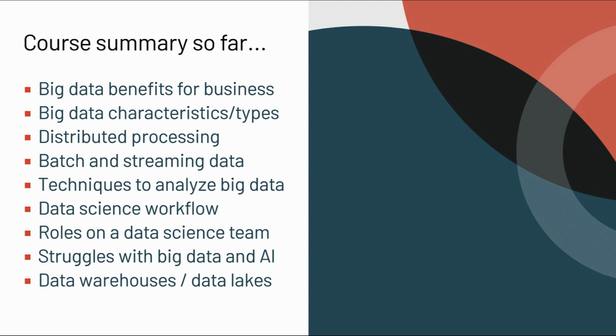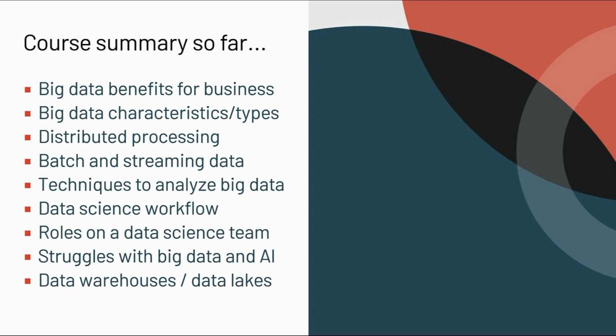We are getting to the point of the course now where we have talked about the big data benefits for business. We've looked at big data characteristics, big data types, big data processing. We talked about batch data and streaming data. We've talked about artificial intelligence, machine learning, other types of analytics that are used in analyzing big data. We looked at the data science workflow and the roles on a data science team as they take big data through that data science workflow.